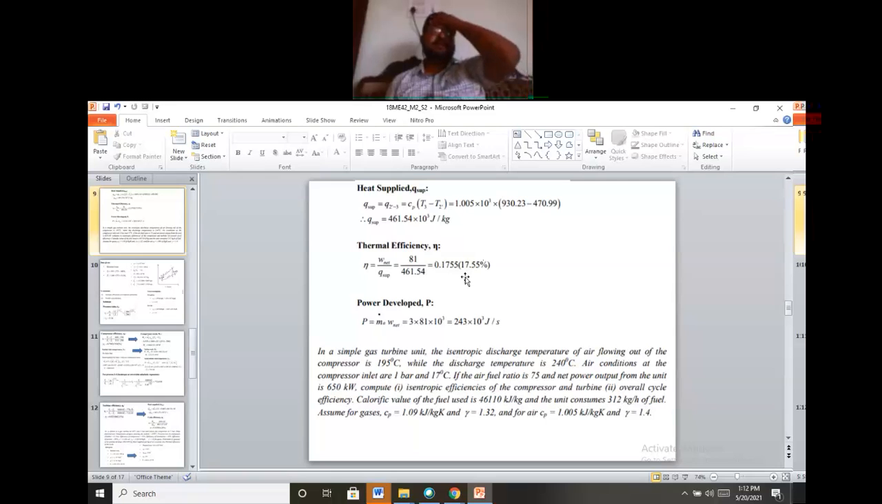Power developed is P, equal to m dash into W net. Substitute this and you'll get the value.